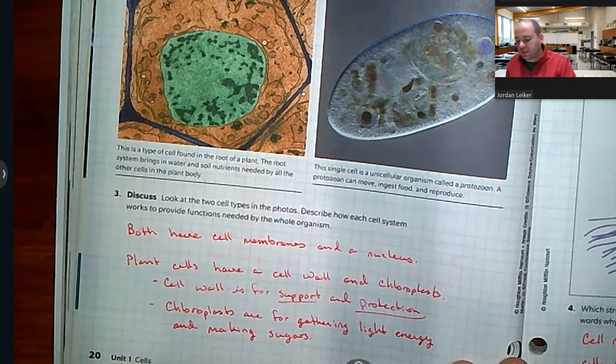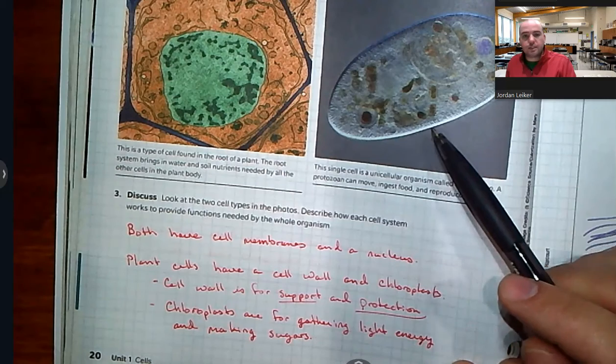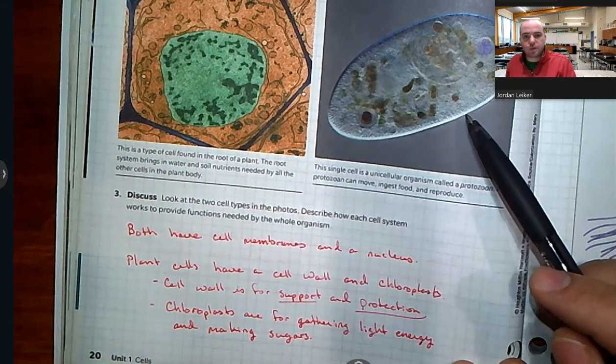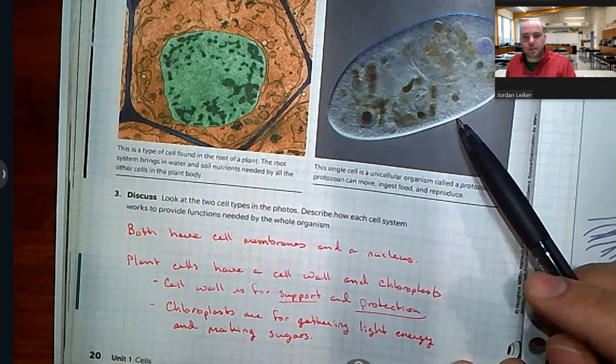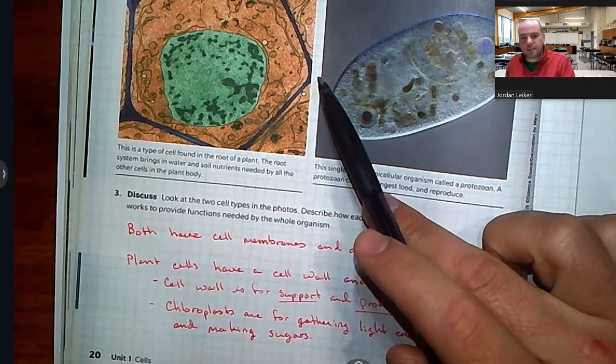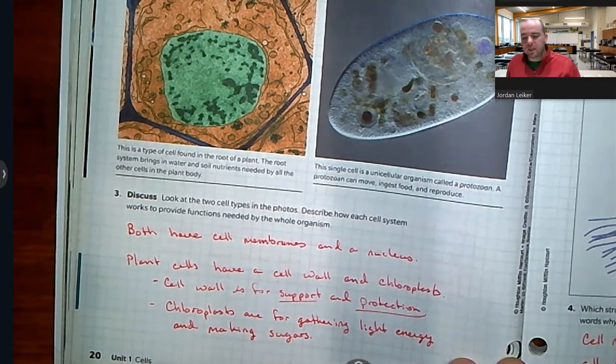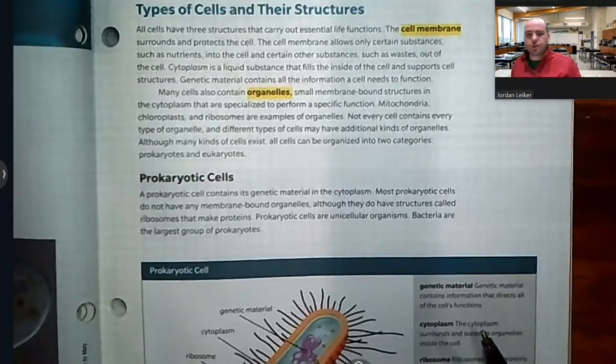And then the chloroplasts inside the plant are for gathering light energy, making sugars for the plant. The protozoan has to get its energy and food elsewhere, so it cannot make its own food. So it basically has to engulf its food. So it actually takes food from the outside and brings it to the inside of the cell. So there are different types of cells and their structures.